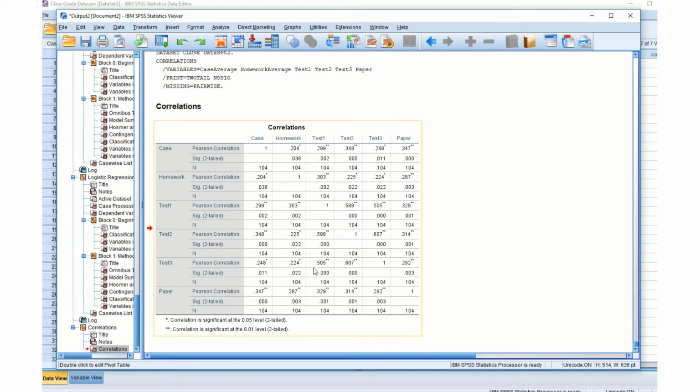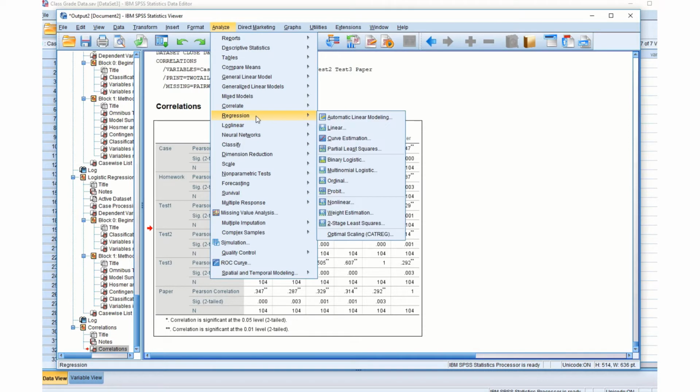So we have test 3 and test 1 that correlate at 0.5. We have test 2 and test 3 that correlate at 0.6. Tests 1 and 2 correlate. So the tests correlate with each other, although we'd probably expect that, and none of them correlate above 0.7. So my guess is there's probably not a lot of collinearity going on here. But we could actually do this in a regression. We could actually do this just to look at this.